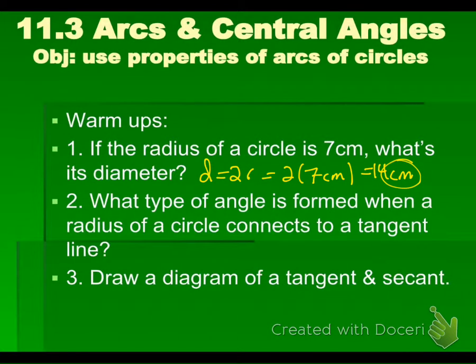Okay, so our first part here, 11.3, arcs and central angles, use the properties of arcs of circles. And we got our first answer to be 14 because it's 2 times the radius. And then our second question is, what type of angle is formed when a circle's radius connects with the tangent line? This is from yesterday's notes. It's a right angle. So that's this one, a right angle.